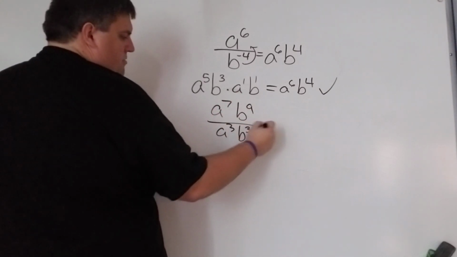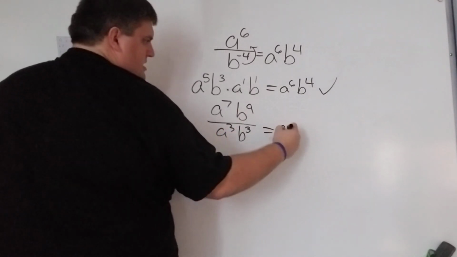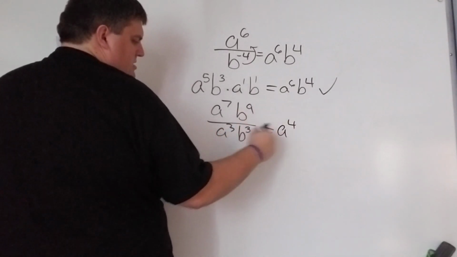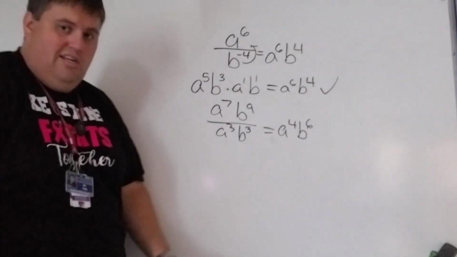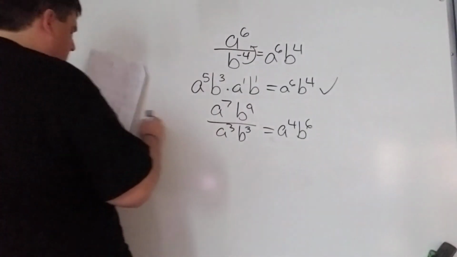On B, we had A to the 7th, B to the 9th, over A to the 3rd, B to the 3rd. When we subtract, 7 minus 3 is A to the 4th. 9 minus 3 is B to the 6th. That one has our exponents switched, it looks like. Tricky, but it looks the same, but it's not.